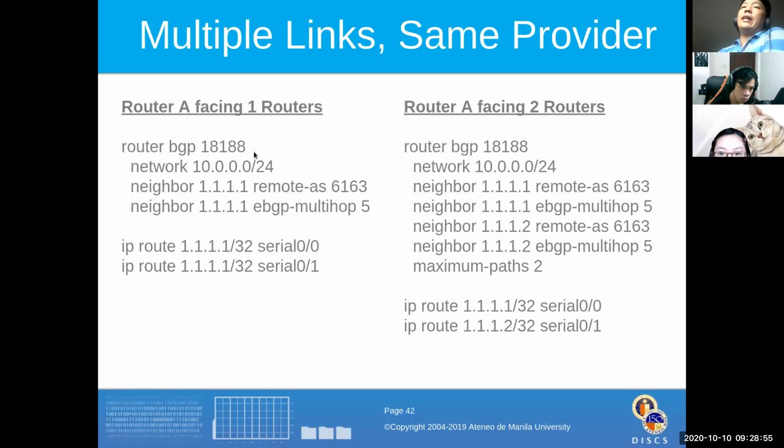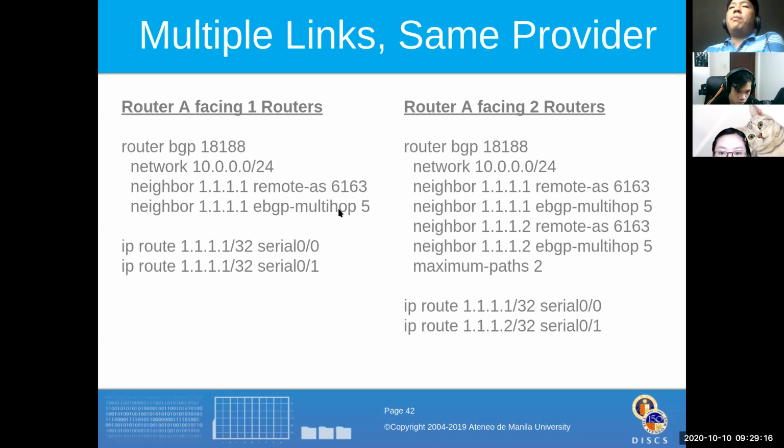So I am AS 18.18.8, my network is 10.0.0.0/24, right? So that is my network. I have a neighbor called 10.1.1.1, and remote AS is 6163. So 6163 is the AS number of an ISP that no longer exists called Moscom, right? Which was one of our first ISPs in Ateneo.